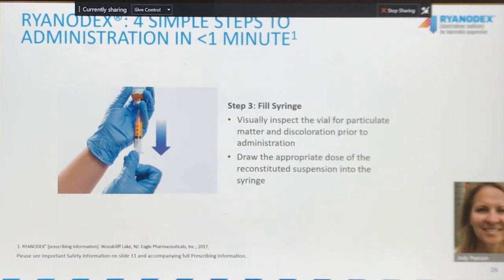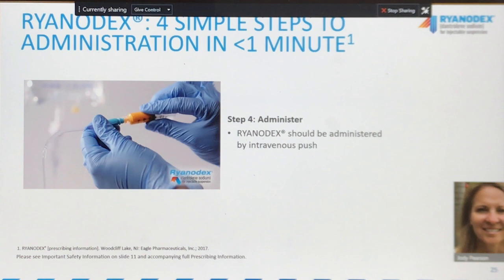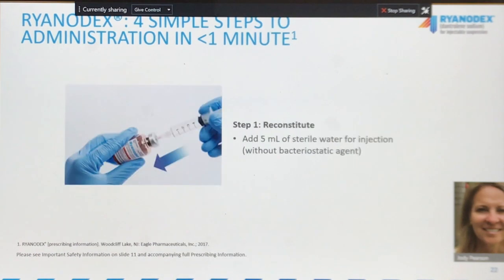This will be weight-based dosing, and we'll review the weight-based dosing in just a minute. Then you will give the Ryanodex via a rapid IV push and follow it with saline. I'm going to back up here for a second.